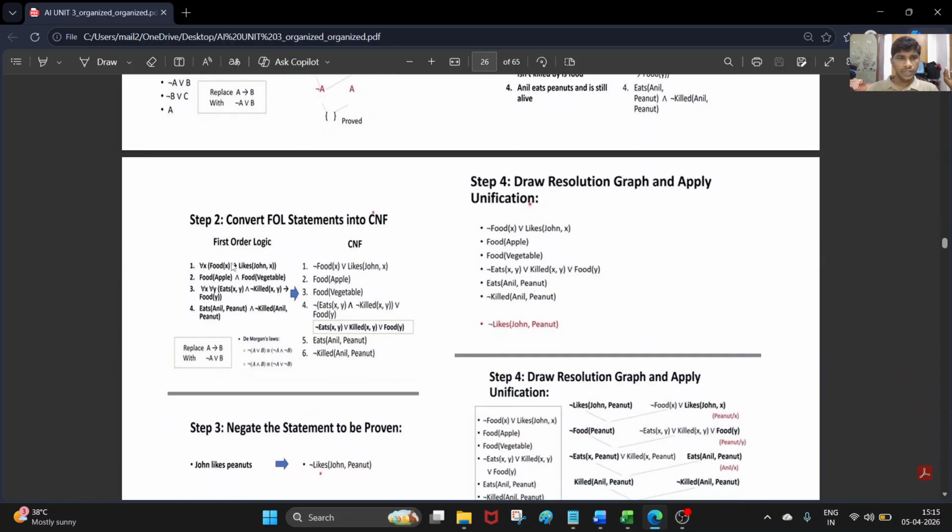Second step, we have to reduce the FOL to CNF. You have to use the 5 steps I discussed earlier. First, you remove the implies. How can we remove the implies? You have to replace A implies B with negation of A or B. This you can use, and you can use De Morgan's law, that is, we are bringing the negation inward. Then we can have the CNF like this.